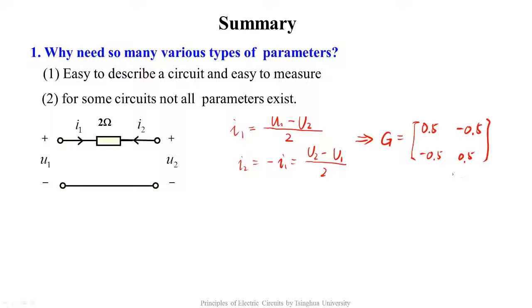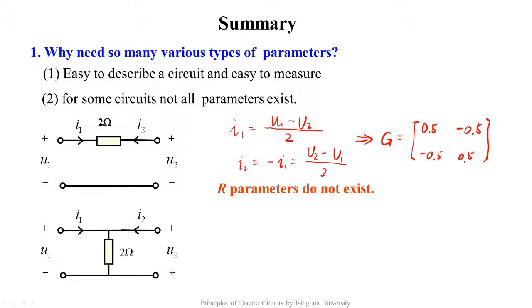It's a symmetrical two-port. Its matrix G is singular. That is, its determinant is 0. So its R parameters don't exist, and we can't use R parameters to describe this two-port.